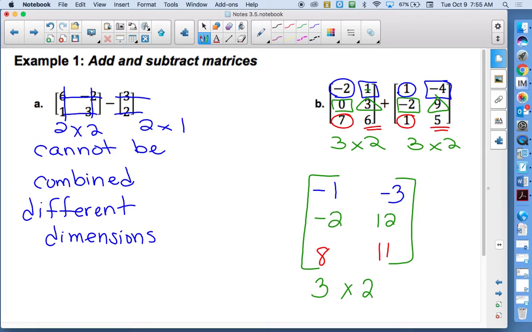Questions? So you don't add all these numbers together. Each piece stays separate because it represents a piece of the matrix. Questions?